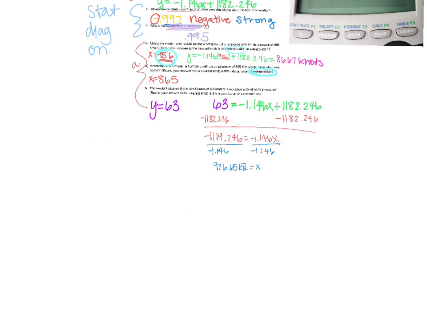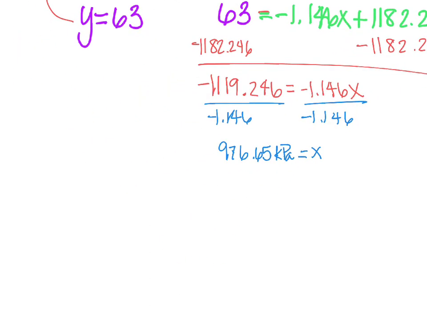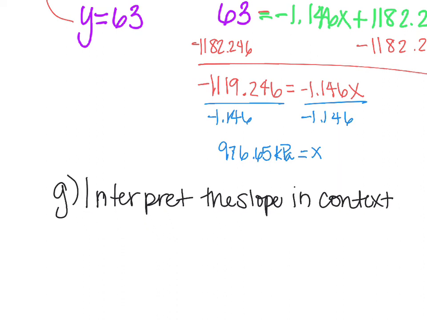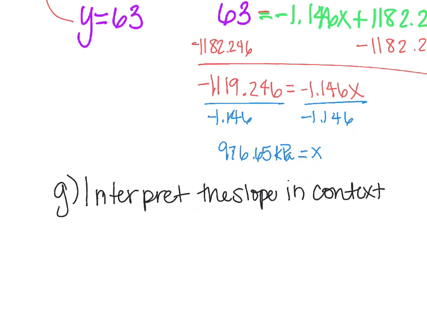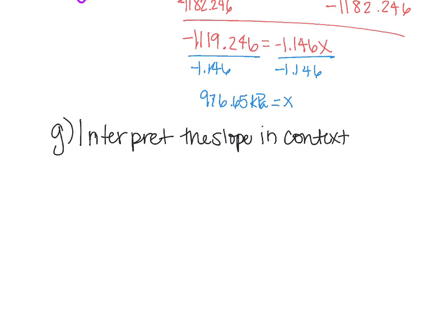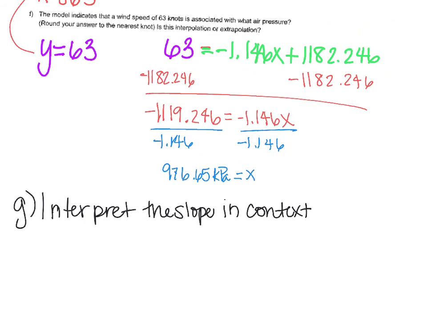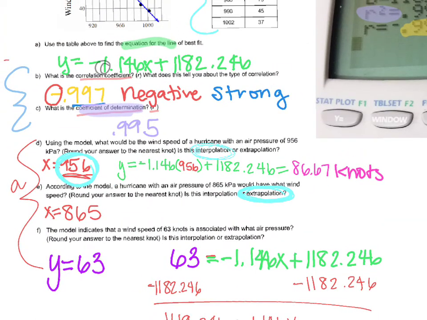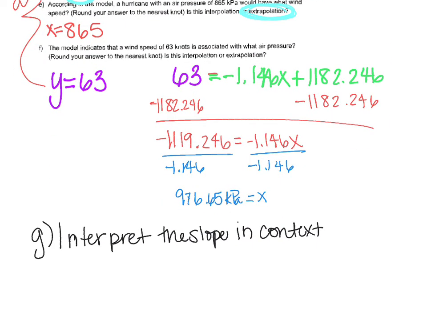So your last question, question G, and again, this one is on yours. I'm about to write it on mine. It says to interpret the slope in context. When you're interpreting the slope in context, there's basically a phrase that you're filling in. You're putting words to whatever number we ended up with for the slope. Our slope in our problem, by the way, was the negative 1.146, because that was the number attached to x in my equation here. The negative 1.146 was my slope. So we're going to use that number here to answer question G.